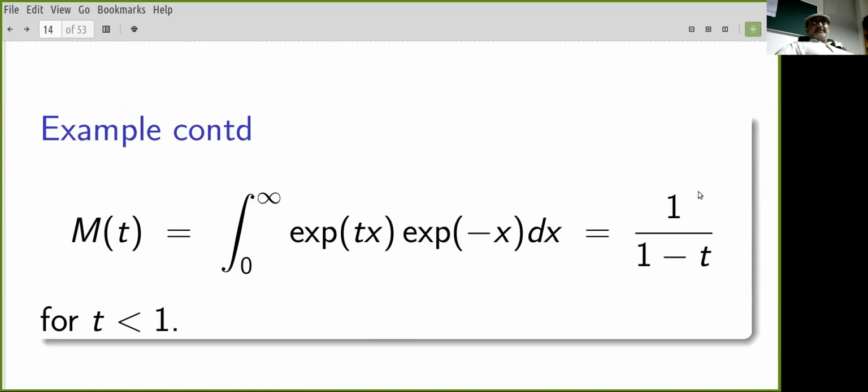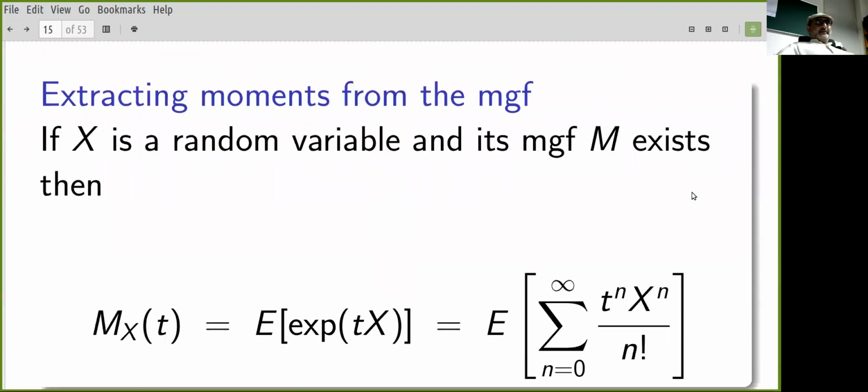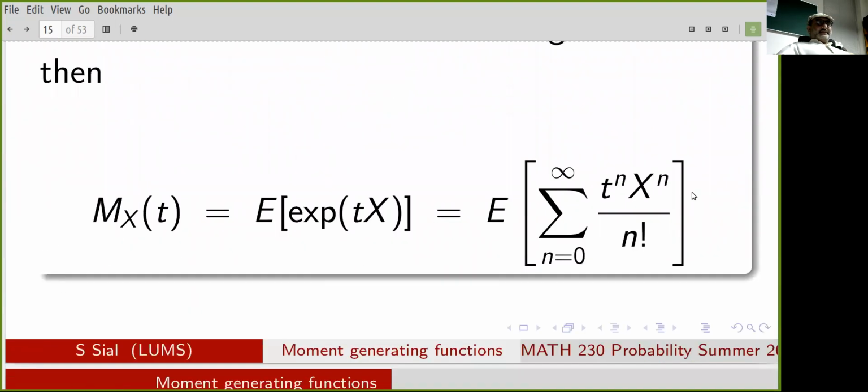Now, we found these MGFs. In two cases, we found moment generating functions. But what are these good for? I claim that they were good for finding the moments. Well, all right, so this is why. There's a small discussion on that.